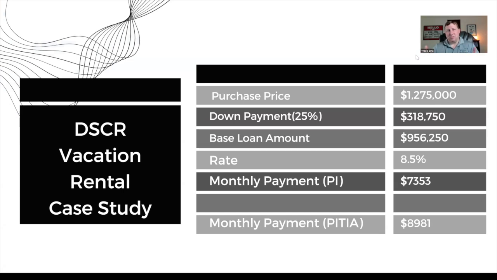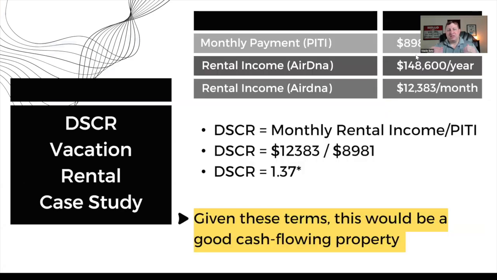Now that's going to cause the monthly principal and interest portion of the payment to be about $7,353. And then once taxes, insurance, and association dues are included, that payment comes out to about $8,981. All right, so that's the all-in payment. Now, this last slide shows you essentially what this breakdown means. So the monthly payment of the property, that $8,981, the rental income from the AirDNA report, which was $148,600, which makes the monthly income $12,383. Now, that's the potential income.